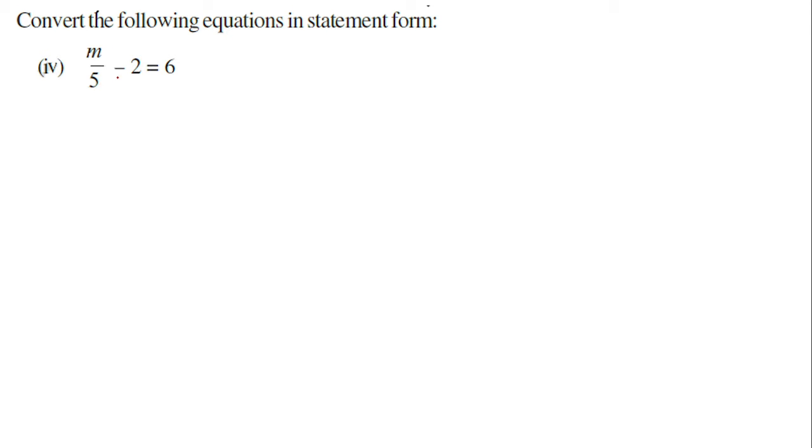M divided by 5 minus 2 is equal to 6. M divided by 5 is 1/5 of M. Please watch my other videos on simple equations. In one of the videos, we have simplified the statements by writing it in equation form. If you watch that video, it becomes much easier for you to convert this equation into statement form. Coming back to this problem, you have to subtract 2 from 1/5 of M to get 6.